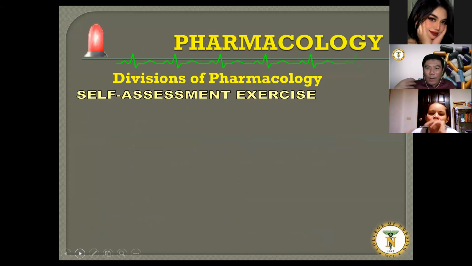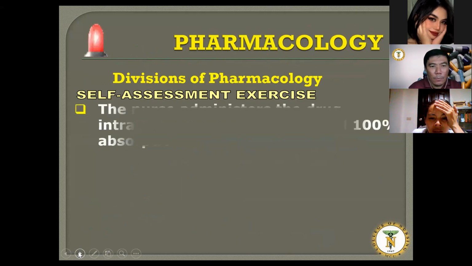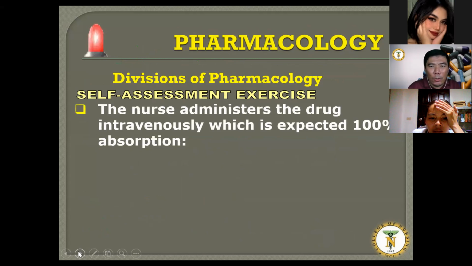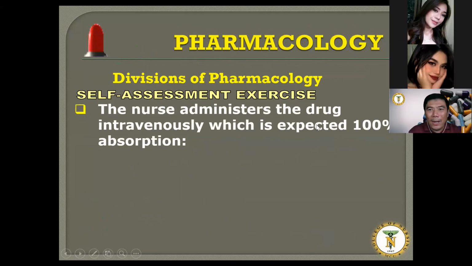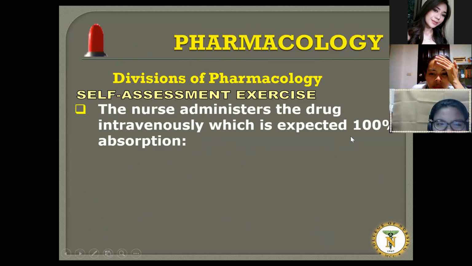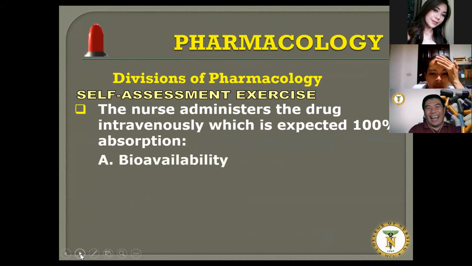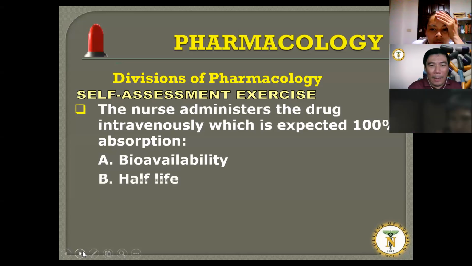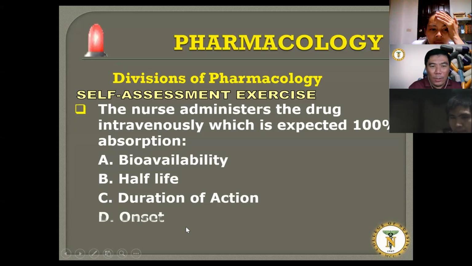So let us now evaluate ourselves. These are the questions that have been retrieved from the NCLEX and some local board examinations. Let's start. The nurse administered the drug intravenously which expected, ang bilis ha, nakita agad yung 100%. I think, okay, for a while, I think the first one that I saw is Miss Cipriano. Sige, I'll just show first the choices. Bioavailability, we have half-life, we have duration of action, and we have onset.